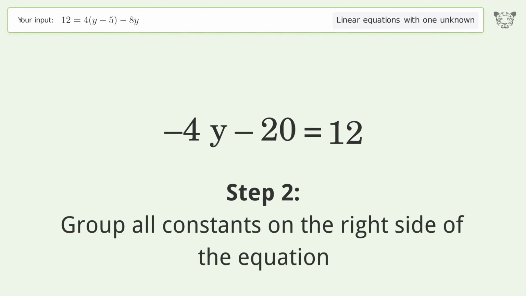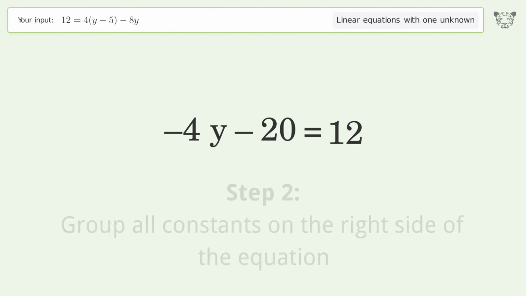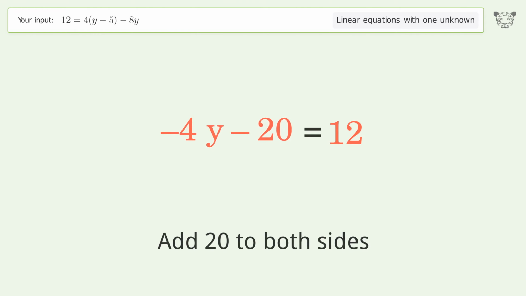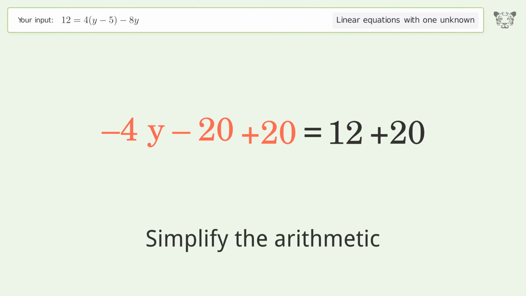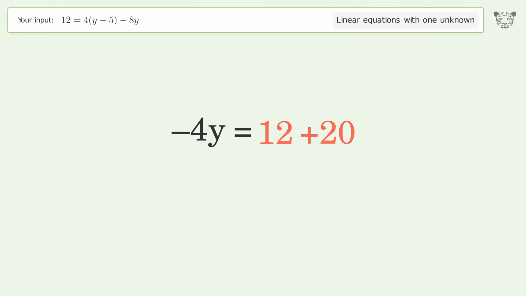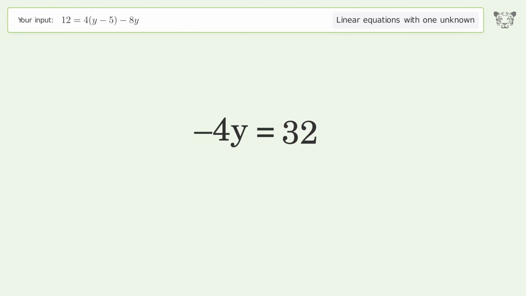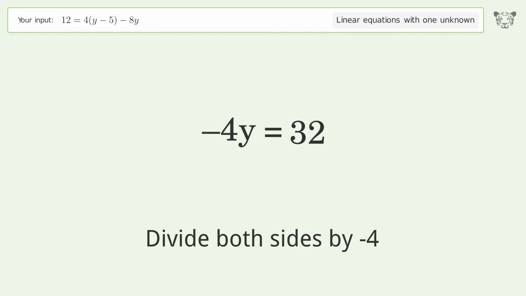Group all constants on the right side of the equation. Add 20 to both sides. Simplify the arithmetic. Isolate the y. Divide both sides by -4.